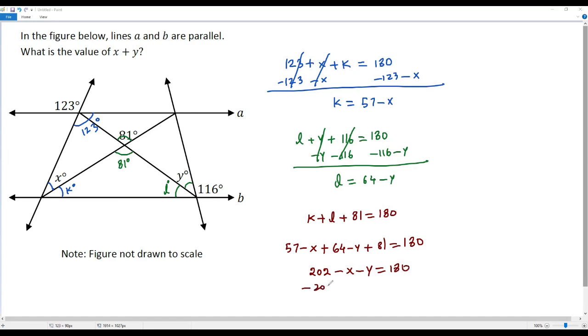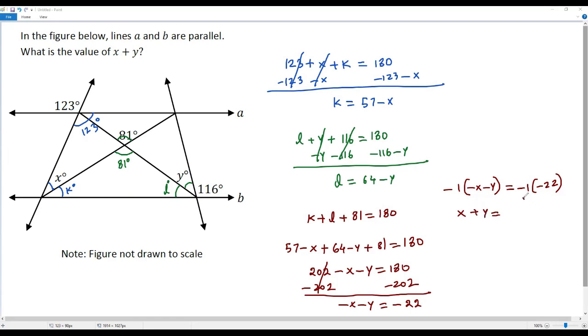Okay, let me subtract 202 from both sides of this equation. Then this positive value, negative value will cancel out. We get -x - y on the left side. When I simplify this one, I am getting -22. Okay, now let's multiply both sides of this equation by -1. That is -1 times (-x - y) equals -1 times -22. Now we can distribute this -1 to -x and -y. -1 times -x is positive x. -1 times -y is positive y. And -1 times -22 is positive 22. Okay, here I got the value of x + y, that is 22.